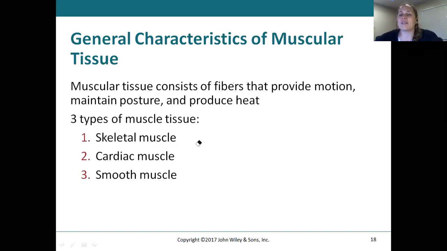But skeletal muscle obviously has a tight association with our bones, and uses our bones for leverage to provide motion. Cardiac tissue is found in our hearts to allow the pumping and oxygenation of blood to all of our organs. And lastly, smooth muscle, we'll talk about where that's located within some of our organs.